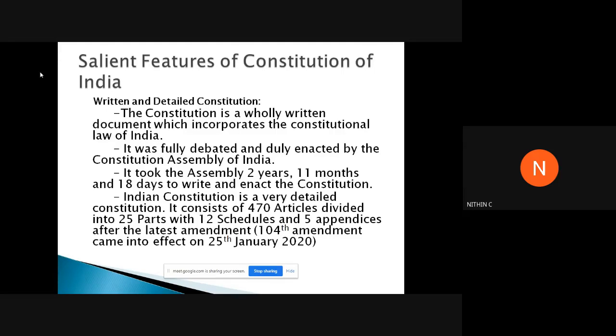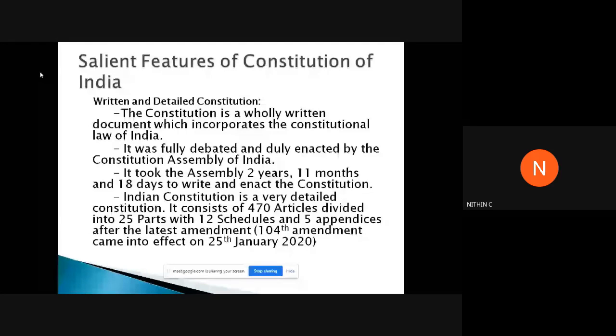It is divided into 25 parts with 12 schedules and 5 appendices after the latest amendment, which came into effect on 25th January 2020. So you might be thinking that here it says 25 parts.